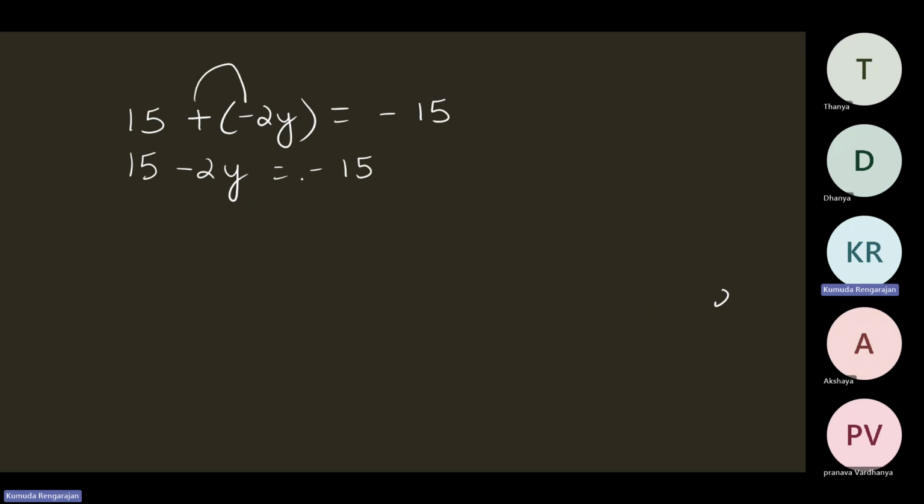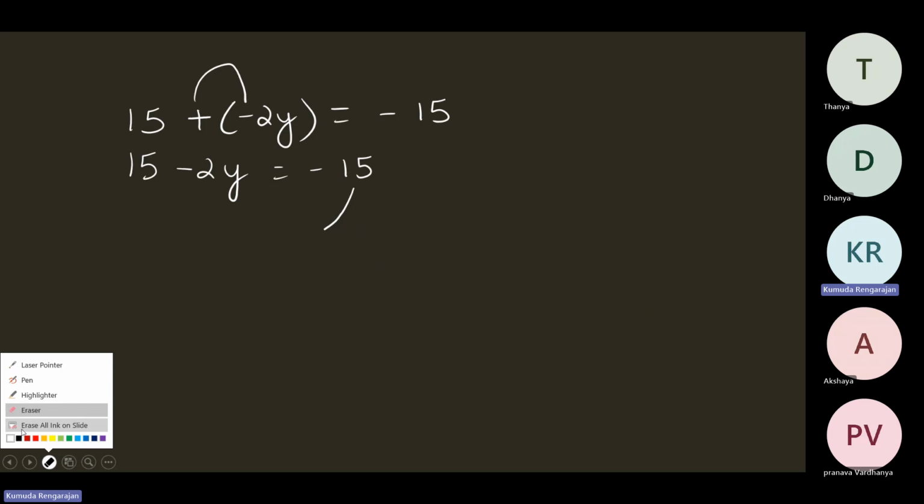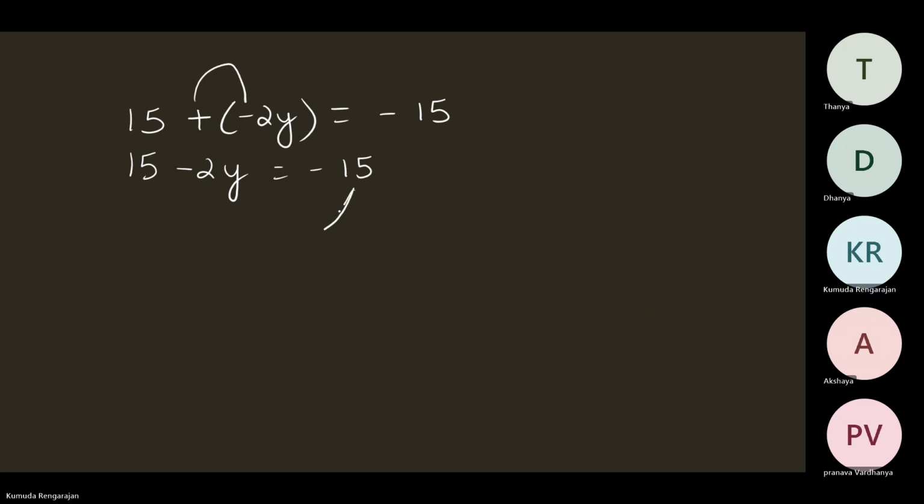Now we'll have to transpose, which means you'll have to have the numbers on one side and that y, that variable term, on the other side. You must bring this here and take this to the other side. So this 15, write it as it is. This -15 when it comes to the other side.